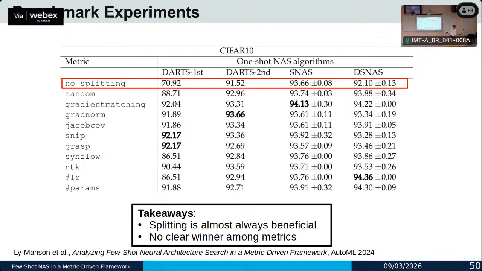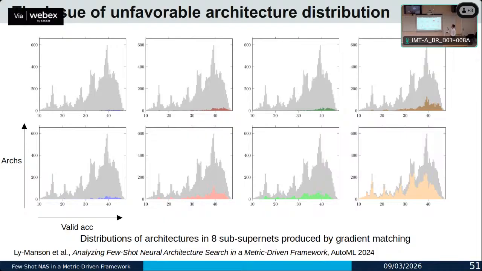So overall, this may indicate that the performance gain is not so much the work of the metrics and more so of just reducing the size of the search space. And this intuition can be further explored by plotting the distributions of the splits. So on this slide, what are we looking at? Each of these plots represents one of the subsupernets that we obtained after the splitting. We split it into 8 subsupernets, so there are 8 plots.